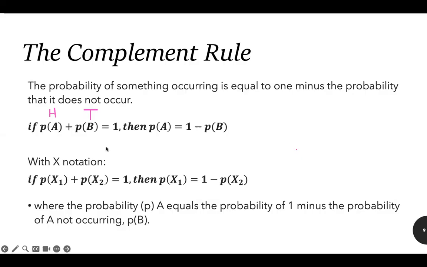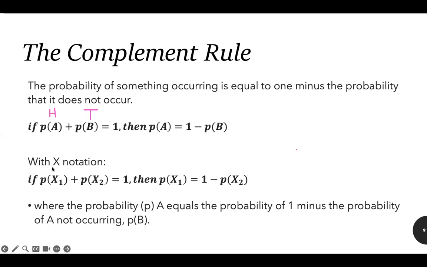Then the probability of A we can look at as the probability of A equals 1 minus the probability of B, because they're complementary. And you can do this with more than two events. So the probability of A would be 1 minus all other events would be the way to look at that.